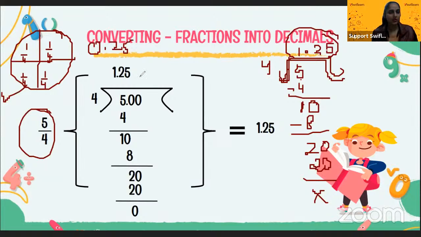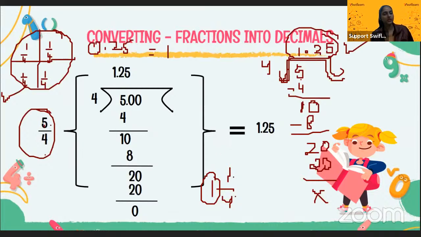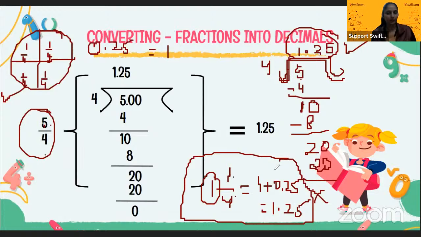0.25, right? So if I am having the whole, it means it is equal to 1, right? Now 5 by 4 can be written as 1 whole and a 1 by 4. It means 1 whole is 1 and I need to add 0.25 to it to get this decimal number, that is 1.25. Okay, you can do it that way. 1 plus 0.25 is equal to 1.25. This is the other way to do that. You can do it mentally as well if you want.